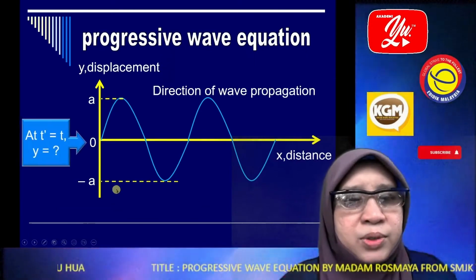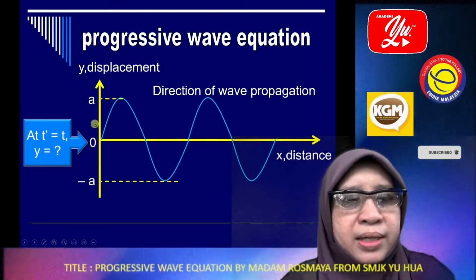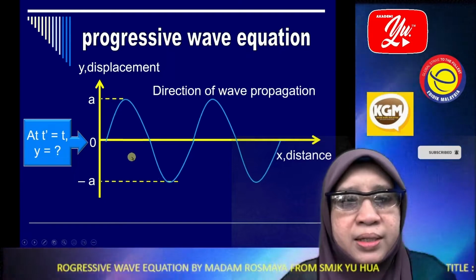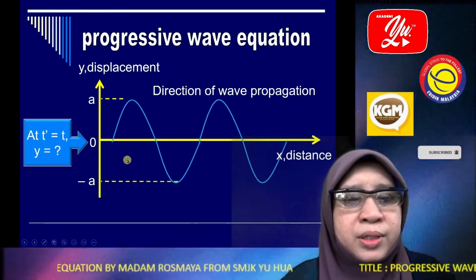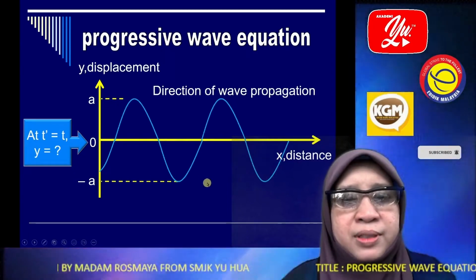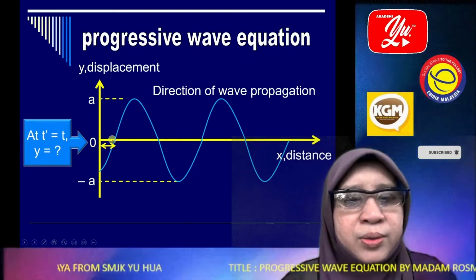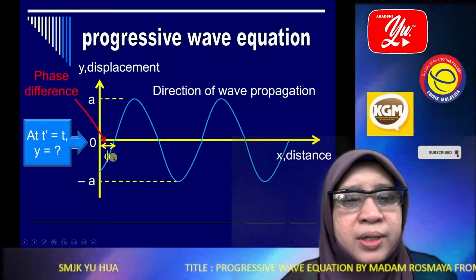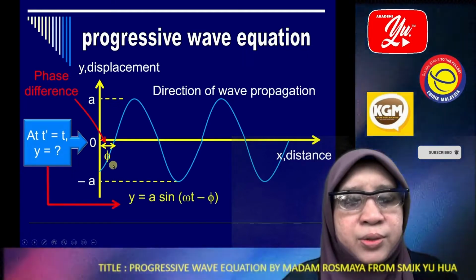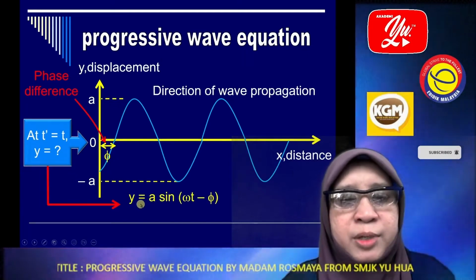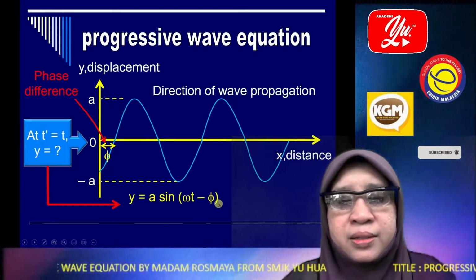When it comes to a certain time t, what happens to y? The y will be different, and we are going to add the phase difference between the two waves. Now the new wave occurs here. So this is the phase difference. Let's say we use the symbol phi for phase difference. So the new equation becomes y equals A sine bracket omega t minus phi.